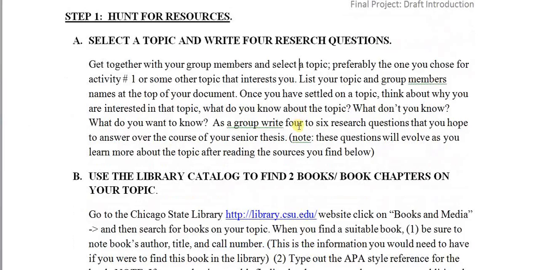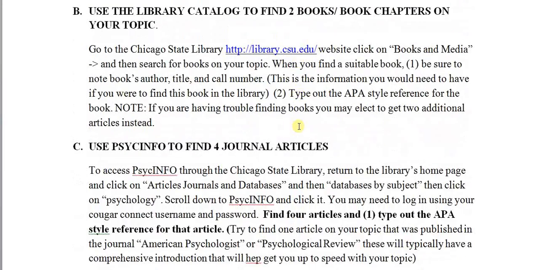Now, I'm going to assume that in your Research Methods 1 class or at some point here at CSU, you have learned how to use the databases on the library's website. What I'm looking for from each group member is 6 sources. Ideally, that would be 2 books or book chapters and 4 journal articles.